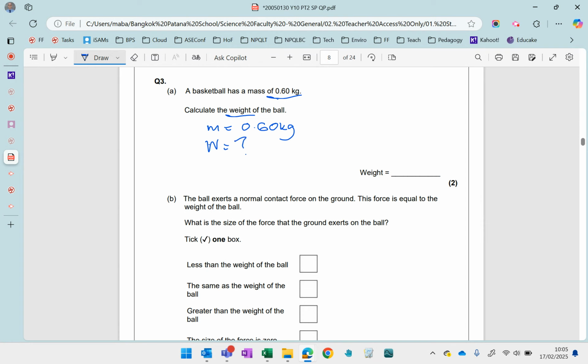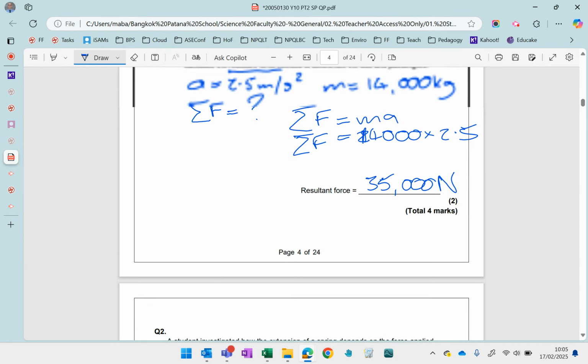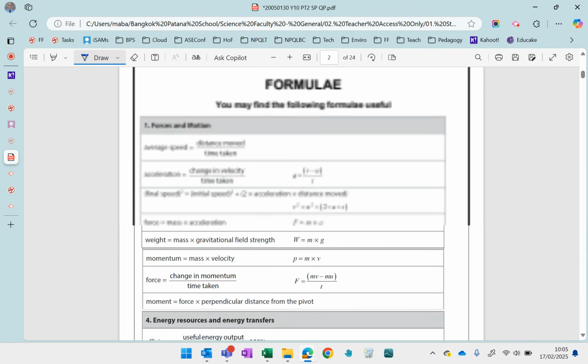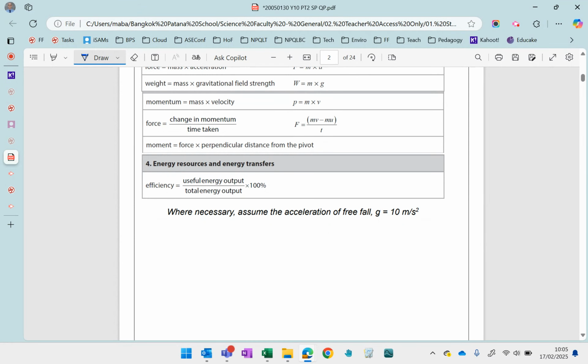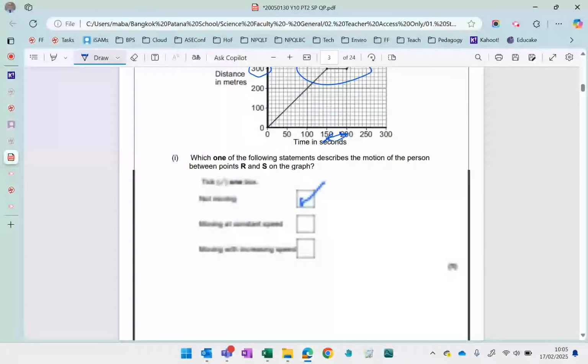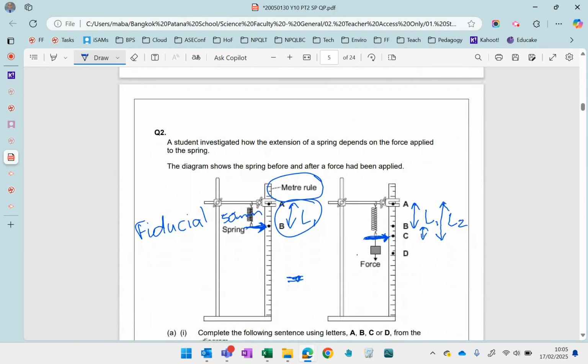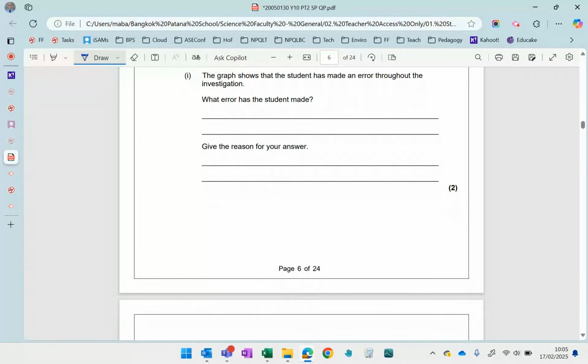Okay, and hopefully you know an equation that links mass and weight together. It's that W equals mg. So we know the mass from the question. That's 0.60. Okay, and then g, if you go back to the beginning of the paper, look, it says, where necessary, assume that the acceleration of free fall g is 10 meters per second squared. Okay, or 10 newtons per kilogram.